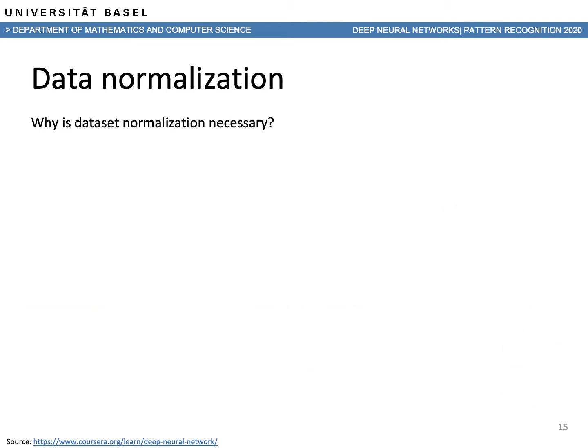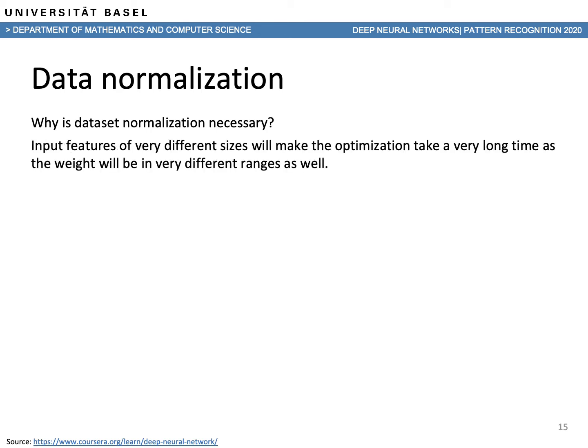An important aspect of any machine learning method is data normalization. So why is dataset normalization necessary? Input features of very different sizes will make the optimization take a very long time, as the weights will be in very different ranges as well.